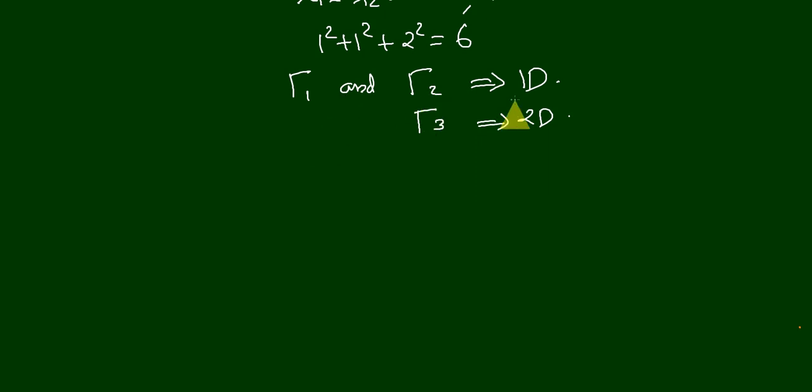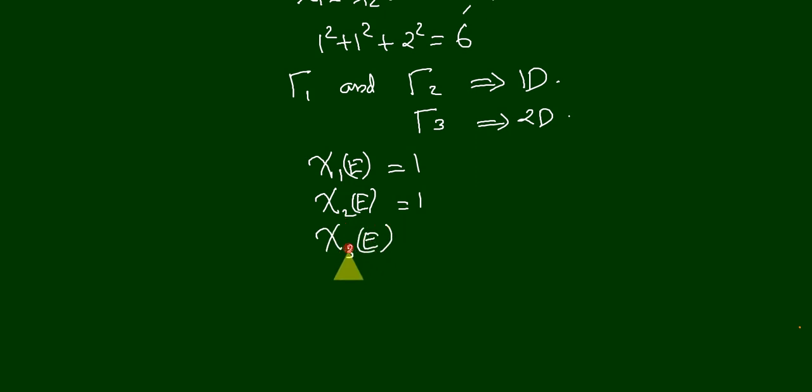So gamma 1 and gamma 2 have dimension 1. Therefore, what is the character of E in the first irreducible representation? That is chi 1 E, the character of E in the first irreducible representation. That is equal to 1. What about the character of E in the second irreducible representation? That is also equal to 1 because that is also one-dimensional. And what about the character of E in the third irreducible representation? That is equal to 2 because the third irreducible representation is a two-dimensional representation. So chi 3 E is equal to 2. So these are the things that we can understand from the rule derived from the great orthogonality theorem.